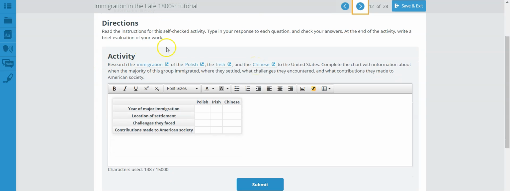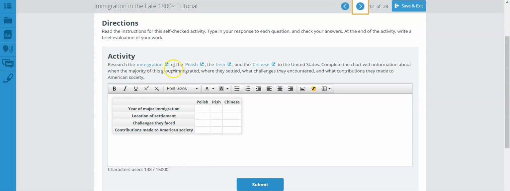This is the activity we're going to be reading right now, but let me explain the links here and what you need to do. In this particular activity you have 4 different links: immigration, the Polish, the Irish, and the Chinese. You need to click on each link and review the content there. Once you have done that, you should be able to work on this activity. But let's read what you're being asked to do.